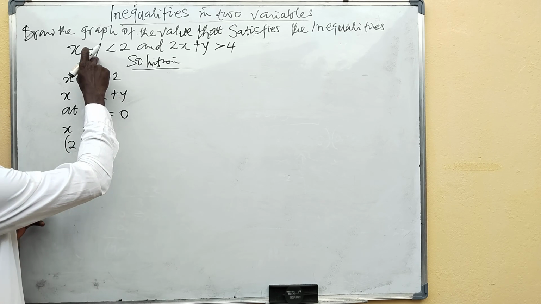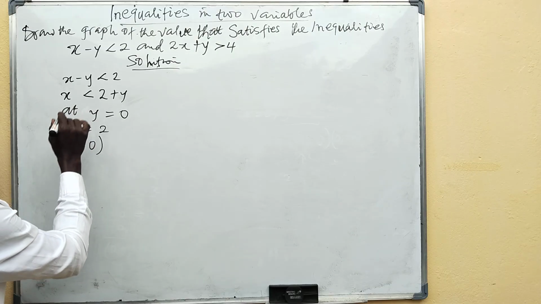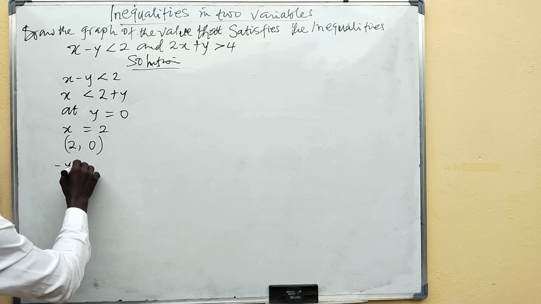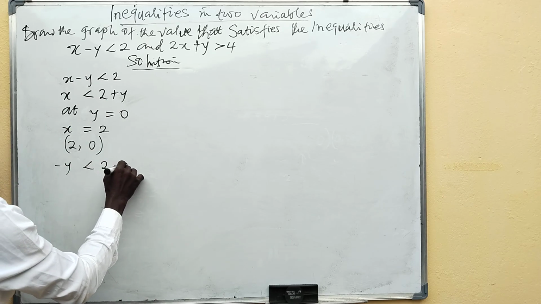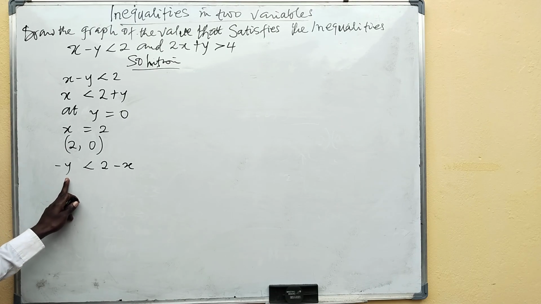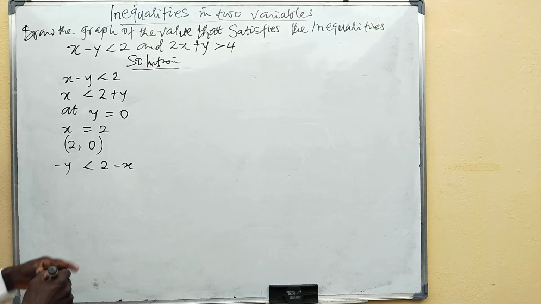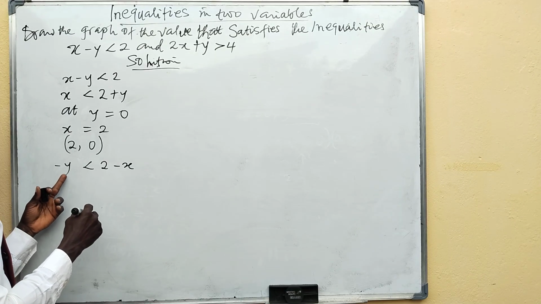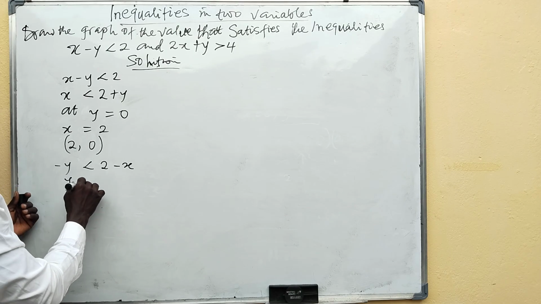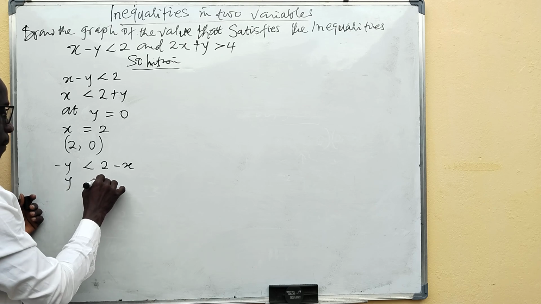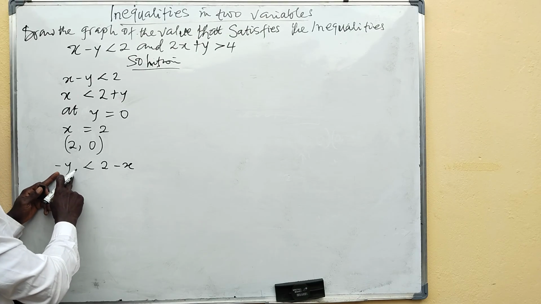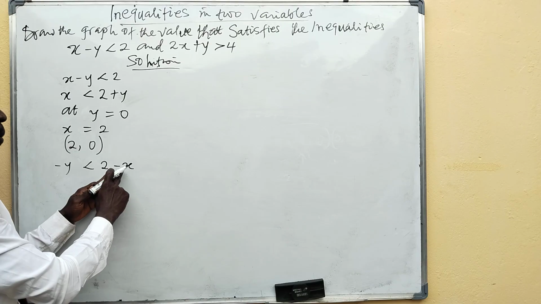So we take this point. Take note of this. Then let's make y the subject of the formula now. From inequality 1, minus y is less than 2 minus x. Please don't leave it like this. It is dangerous. If you leave it this way, it will negate our answer. Instead, divide both sides by the coefficient, which is negative 1. Now we have minus y is less than 2 minus x.